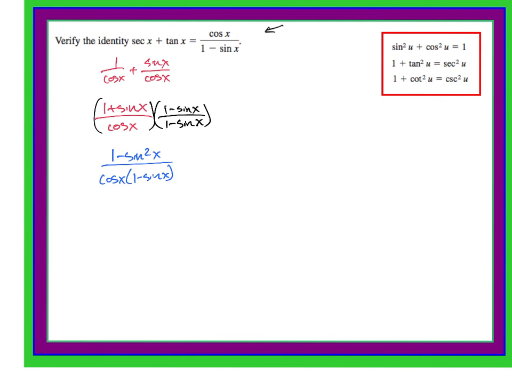All right. Do we notice anything here? What's the trig identity up top? That's cosine squared. So now I have cosine squared x over cosine x times 1 minus sine x. What could happen here? Get rid of a cosine. So now I'm left with cosine x over 1 minus sine x.